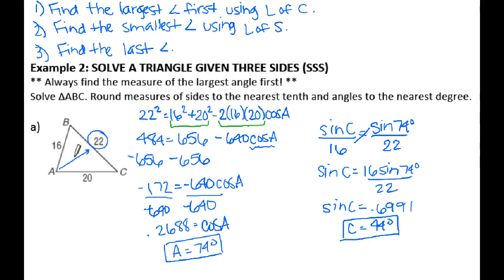So I know that this is 74. I now know that this is 44, so I can find angle B by taking 180 minus 44 minus 74. And that gives me 62 degrees. So I've solved the triangle. I have all three sides and all three angles.